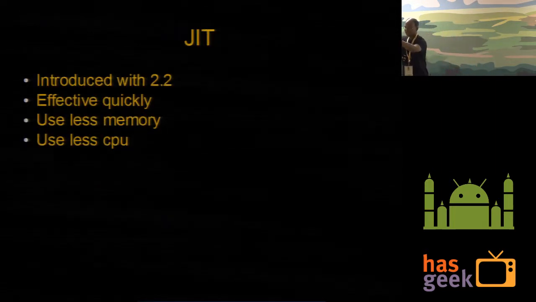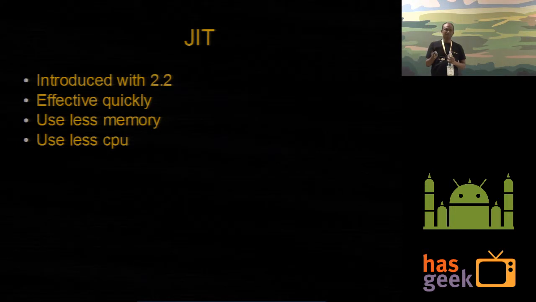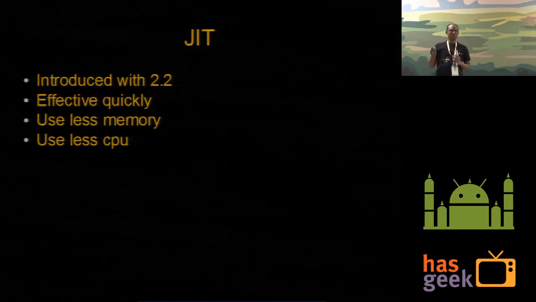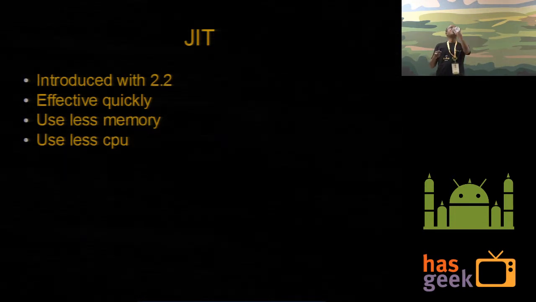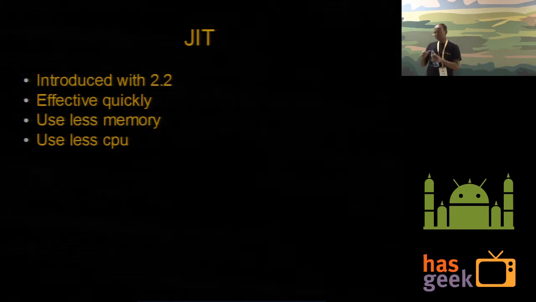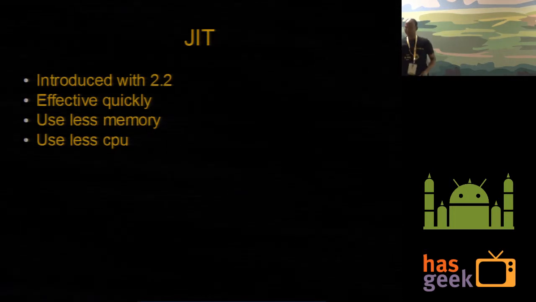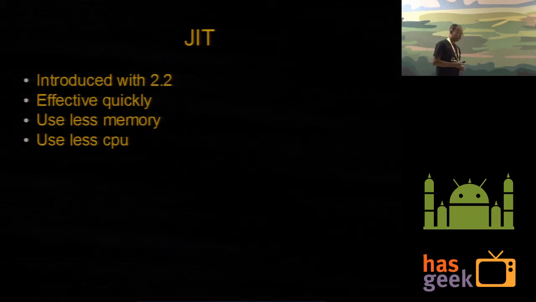So the next thing that the Dalvik VM should probably be doing is just-in-time compilation, to avoid interpretation every time. It was introduced with Android 2.2, actually.